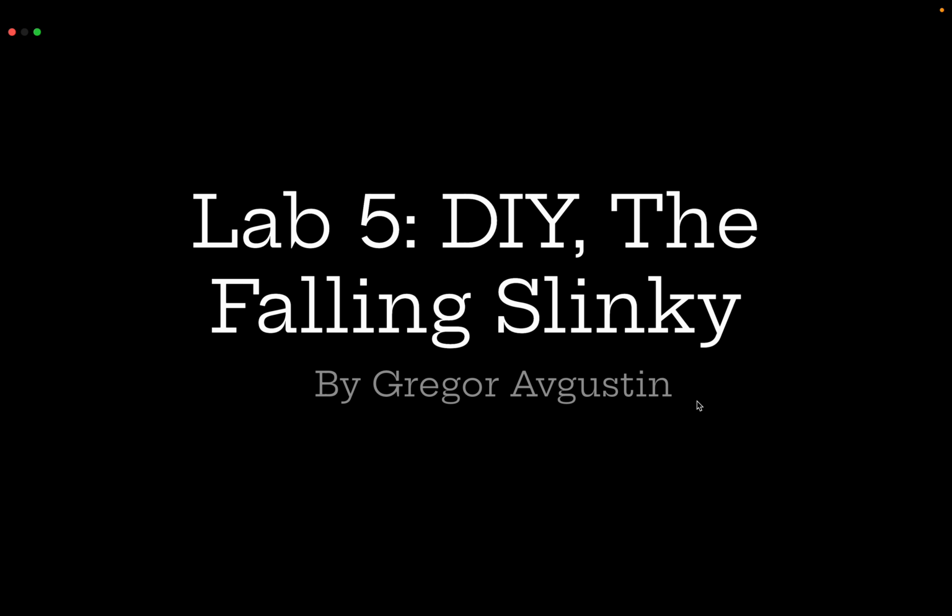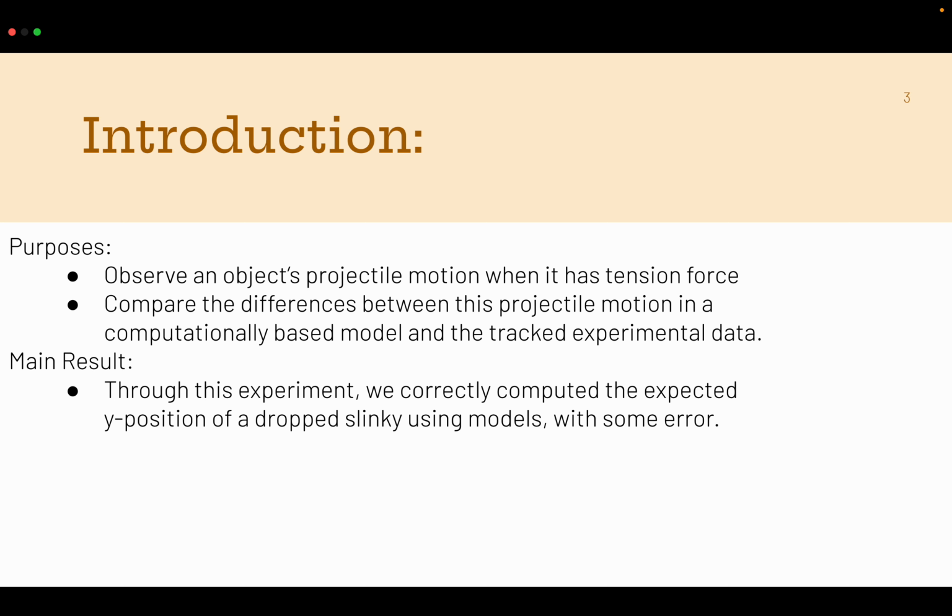And I did the falling slinky. So, introduction. The purposes of this lab are to observe an object's projectile motion when it has tension force, and to compare the differences between this projectile motion, a computationally based model, and the tracked experimental data. The main result is that through this experiment, we correctly computed the expected Y position of a dropped slinky using our code models with a little bit of error.